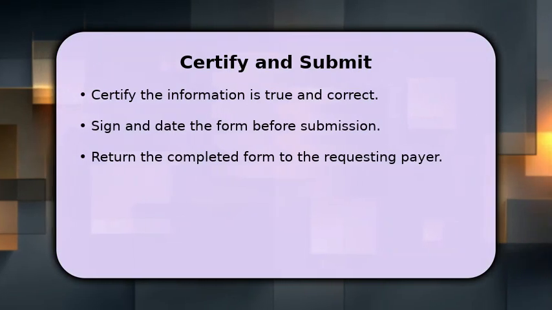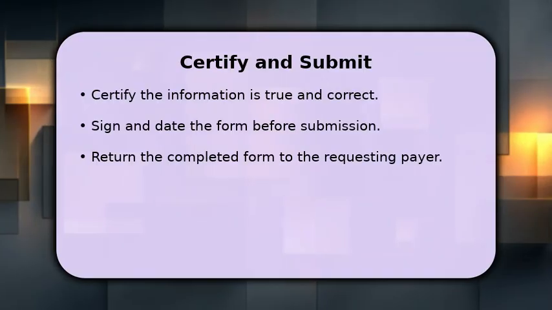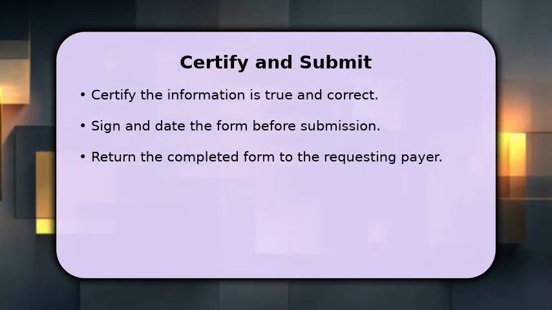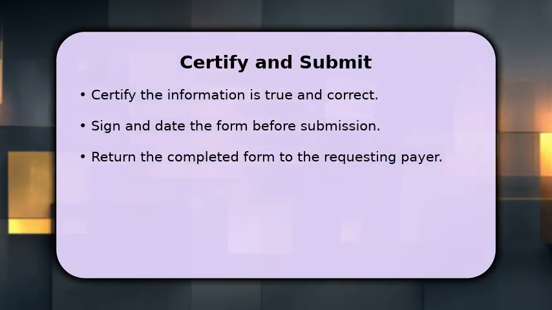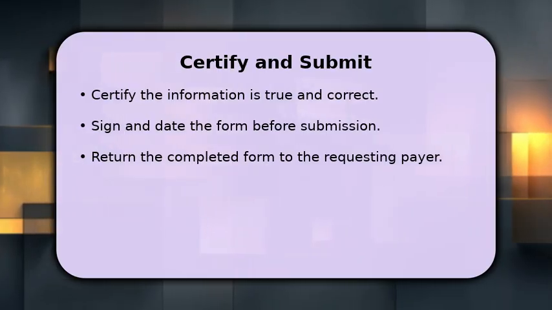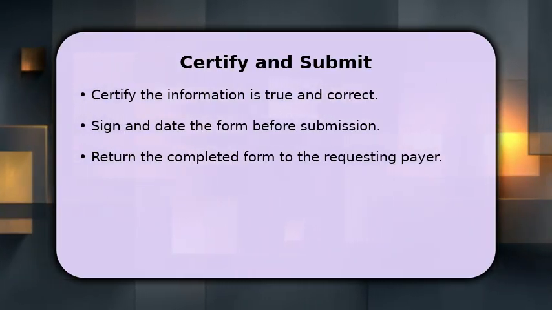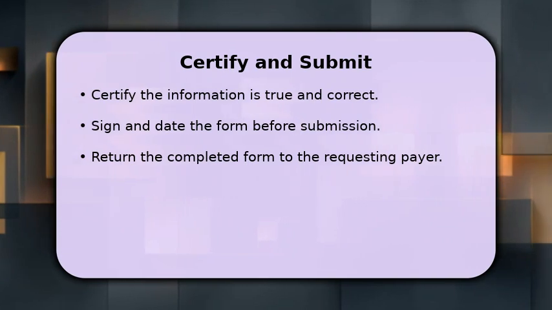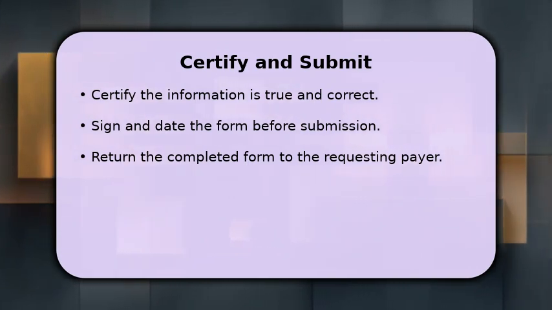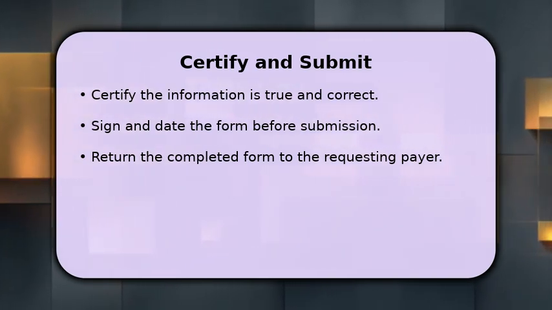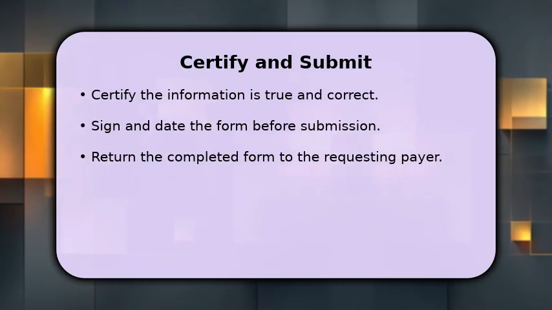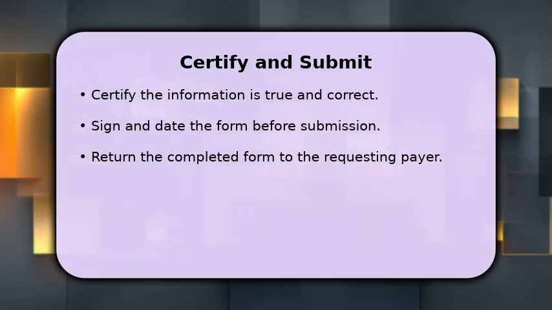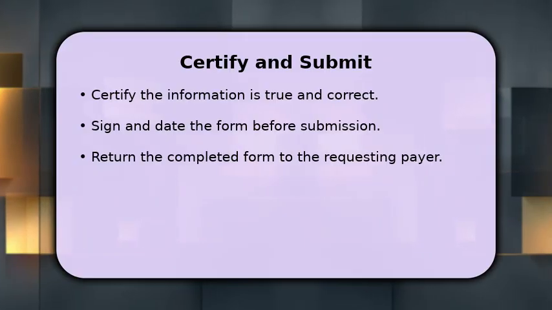After filling out all sections, you must certify that the information provided is true, correct, and complete. This certification confirms your tax status and TIN. Then, sign and date the form in the designated areas. Once completed, return the Form W-9 directly to the person or entity who requested it from you. Remember, you do not send this form to the IRS. It's for the payer's records.